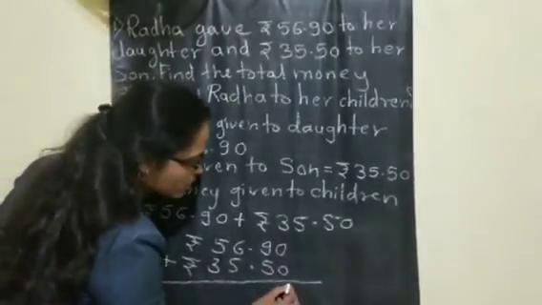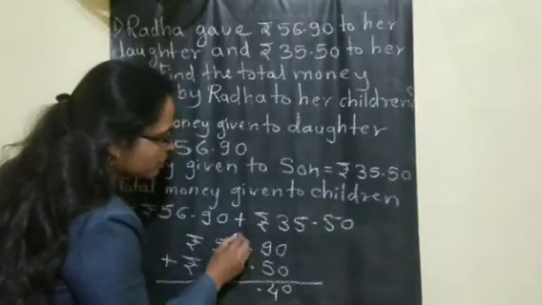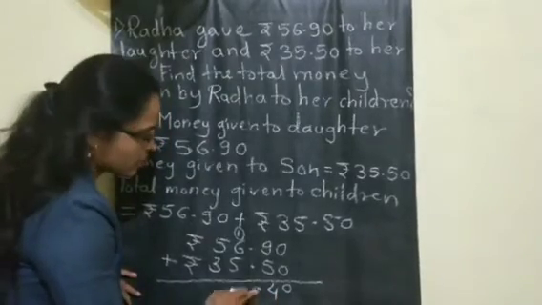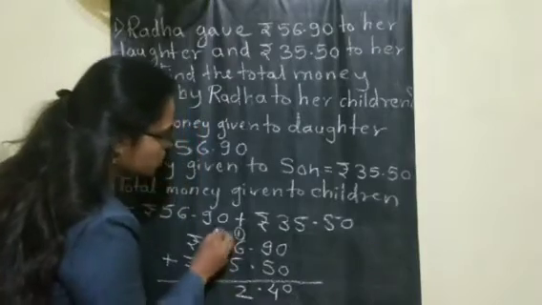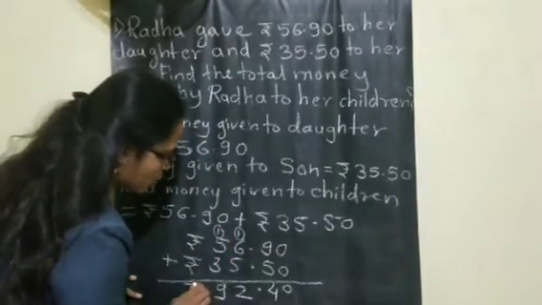0 plus 0, 0. 9 plus 5, 14, children. Now 1 will transfer to the rupees side here, because after 2 digits we have to give the dot. Then 6 plus 5, 11. 11 plus 1, 12. 2, carry 1. 5 plus 3, 8, plus 1, 9. Rupees.